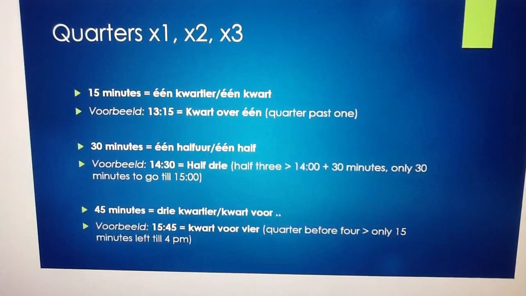It can be 1:15. In Dutch we say 1:15, which is literally 1:15. 15 minutes therefore are een kwartier, een kwart, a quarter. So we say 1:15 when it's 15 minutes past. Then you get 30 minutes, which is een half uur. Half is the half of it. 30 minutes are een half uur.